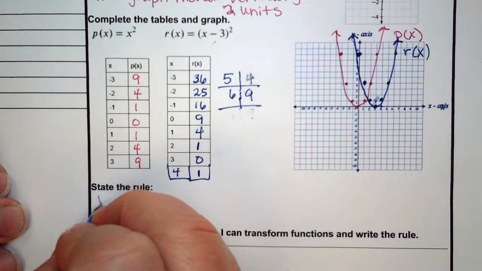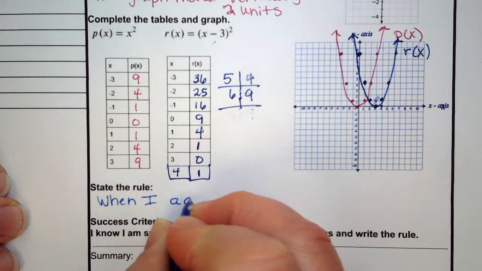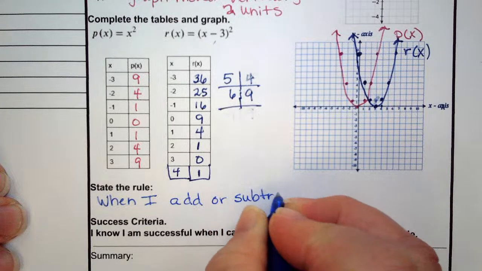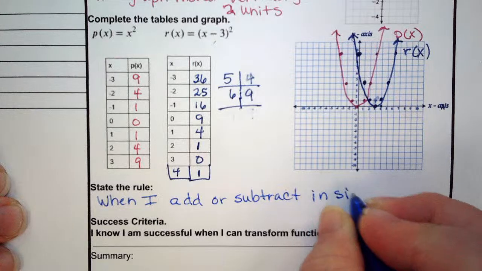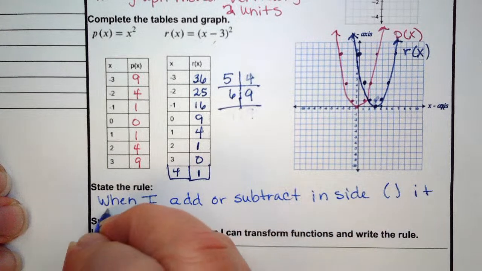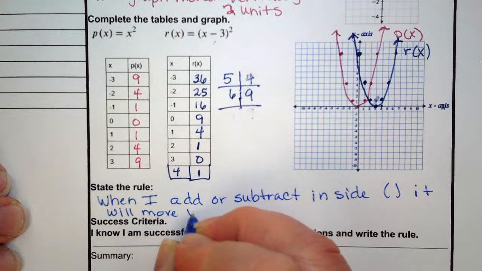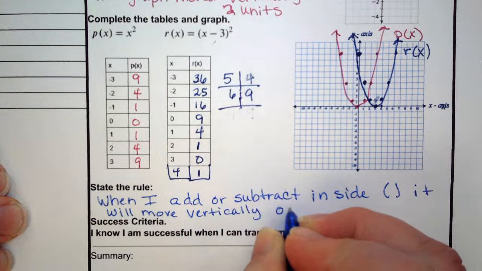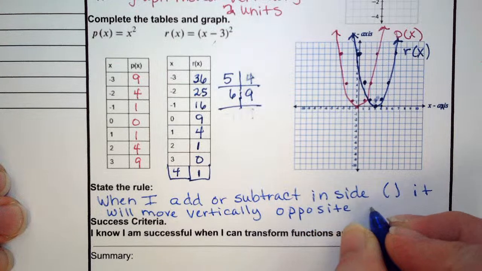So, when I add or subtract inside parentheses, it will move horizontally, opposite of what you expect.